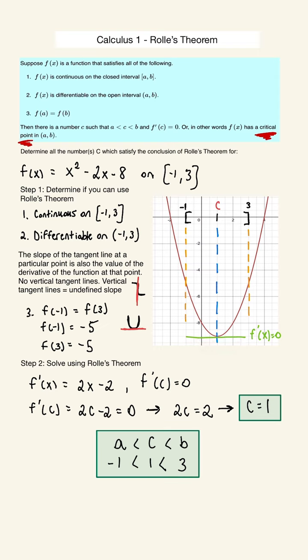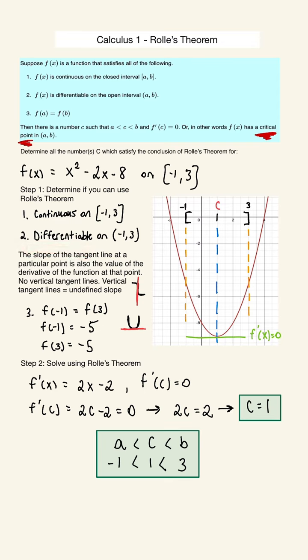So we'll go ahead and look at our example problem. f(x) is equal to x squared minus 2x minus 8 on the closed interval -1 to 3. The first step is we want to determine if we can use Rolle's theorem by satisfying these three conditions. The first condition is easy. We can see that it's continuous from -1 to 3 since there are no skips or breaks on our graph. The next step is we want to know if it's differentiable on our open interval -1 to 3.